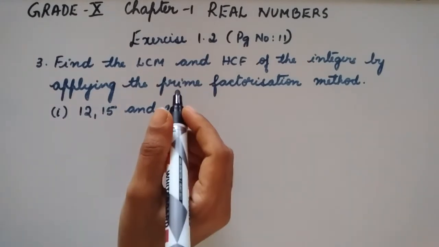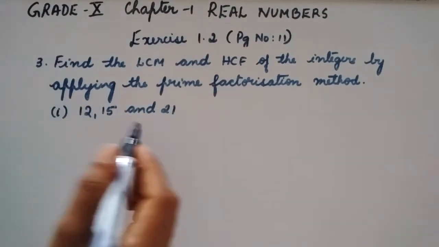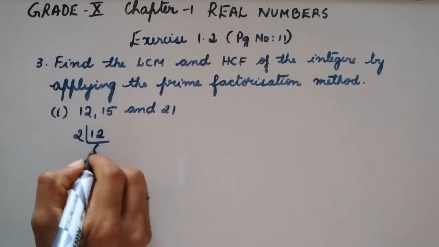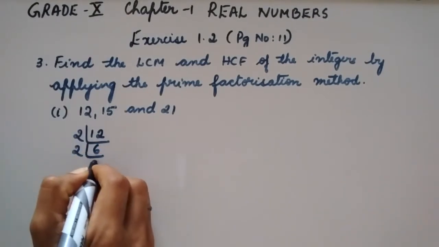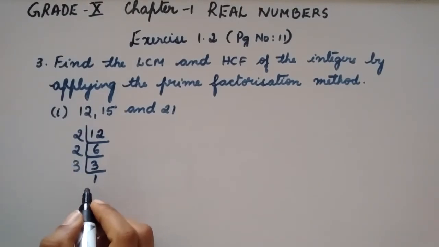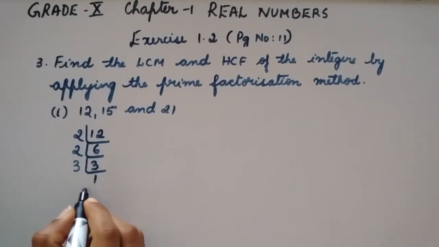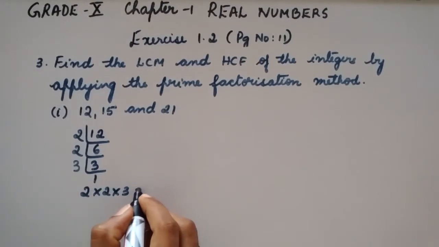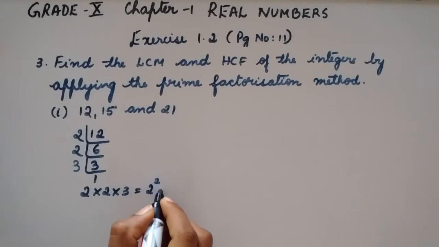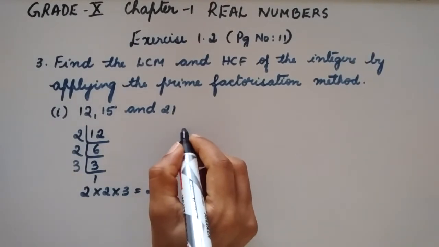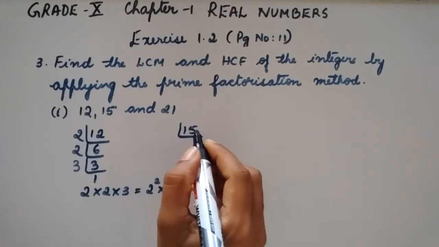First let us factorize 12. 2 6s are 12, 2 3s are 6, 3 1s are 3. So the prime factors of 12 are 2 into 2 into 3, which will be equal to 2 to the power 2 into 3.